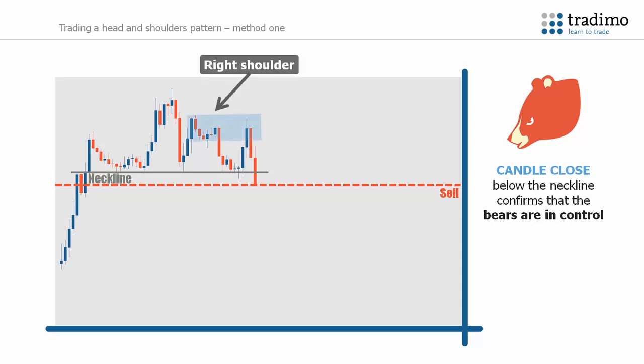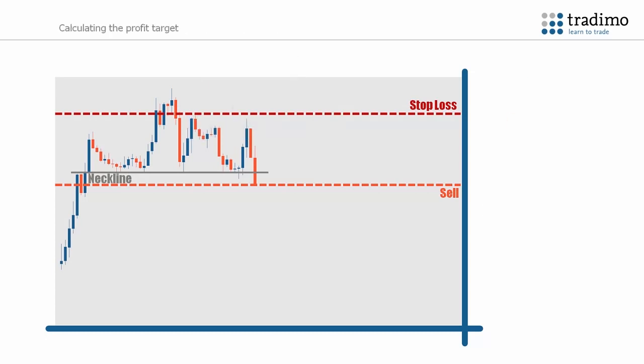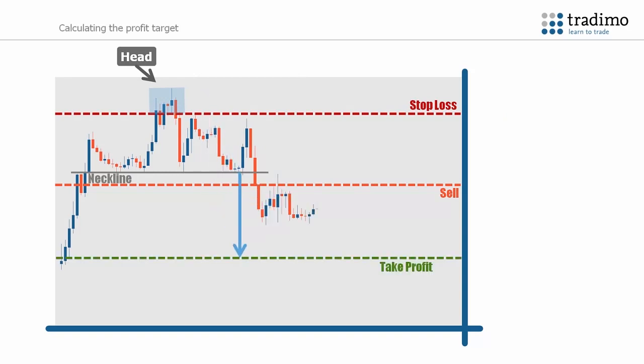You can place a stop loss above the right shoulder in case the pattern fails and price continues moving up. To calculate the profit target, measure the distance between the head and the neckline of the pattern, and then extend this distance from the neckline in the direction of the breakout.